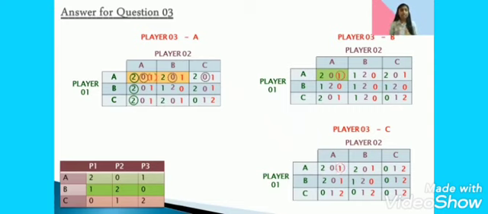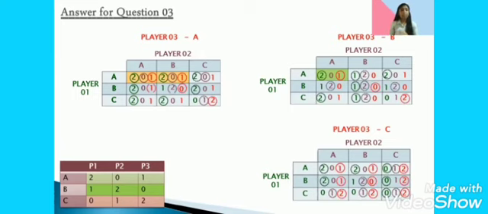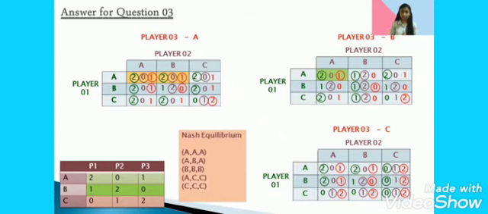Next, in the second situation, when player 2 votes for B and player 3 votes for A, player 1 will select either A or C to get the highest payoff. Likewise, when we fill in all the best payoffs, we can conclude that there are 5 Nash equilibria in these payoff matrices. Our question is to prove that AAA and ABA are both Nash equilibria. We can see that in the payoff matrices.